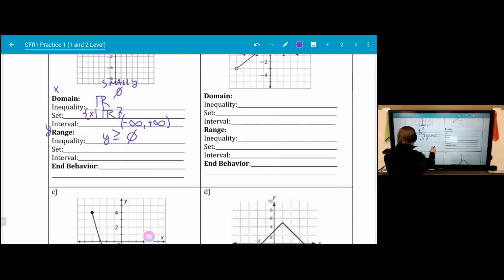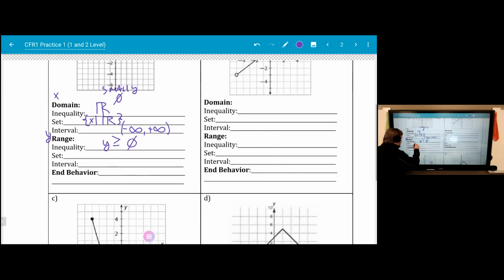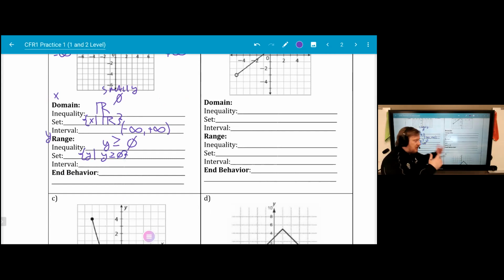So what else am I going to do? When it comes to set notation, it's the set of all numbers Y such that Y is greater than or equal to 0. And then in interval notation, again, we go from low to high. The smallest number was 0. The biggest number was positive infinity. I say it touches 0, and we don't know what positive infinity is.